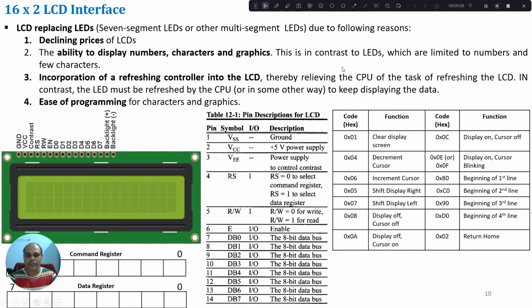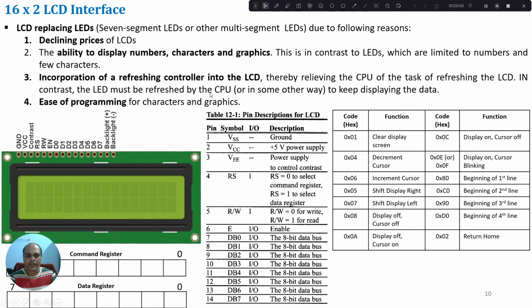So 16x2 represents that we have two rows. In each row we can display 16 characters. And these LCDs are used to display numbers, characters as well as graphics.